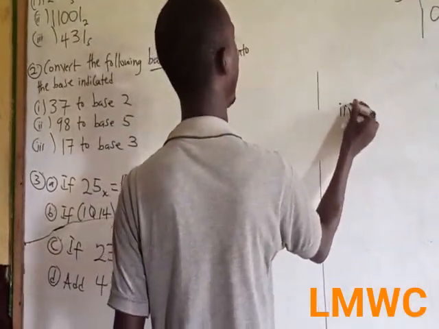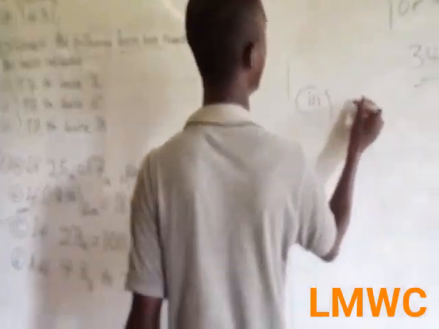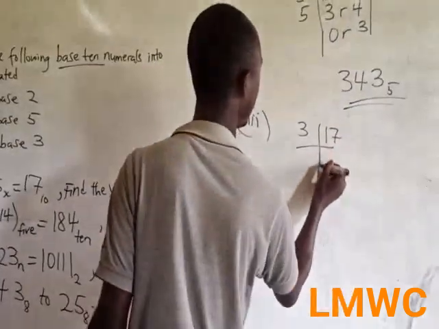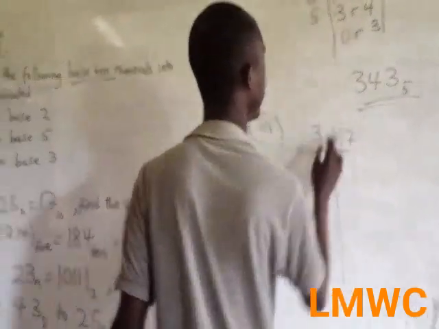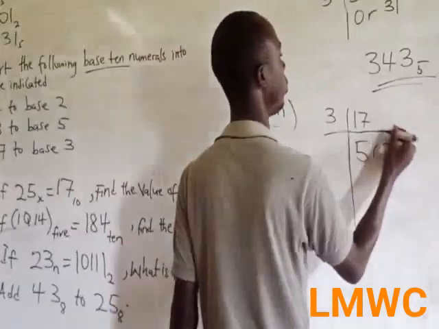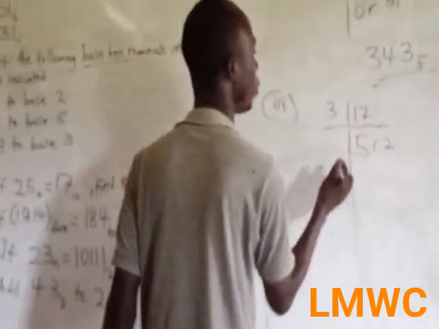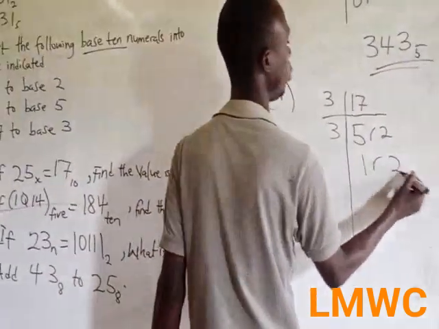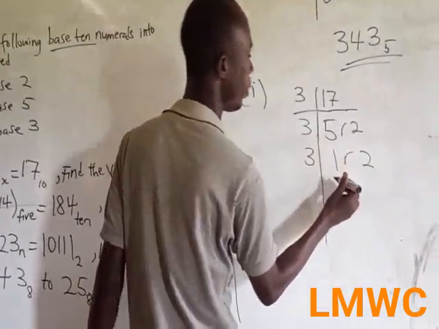The last one, 17 to base 3. So 3, 17. So 3 goes into 17, how many? It's 5. Remember 2. 3 can break this one down. 3 goes into 5, 1. Remember 2. 3 goes here, 0.